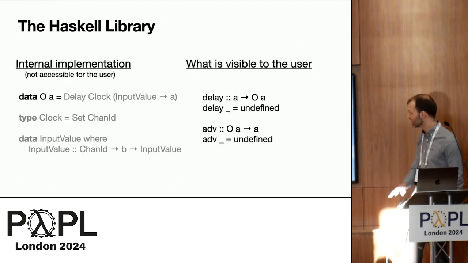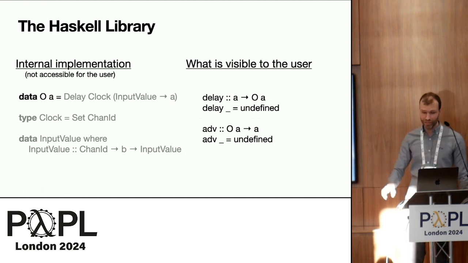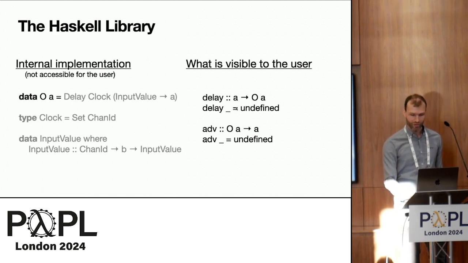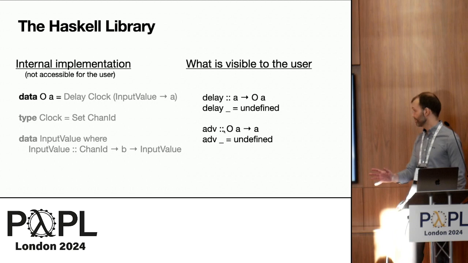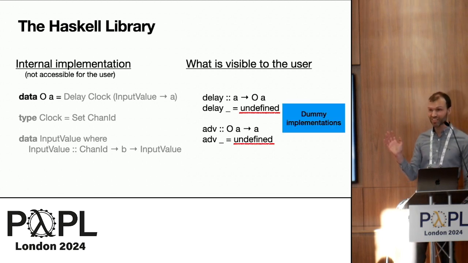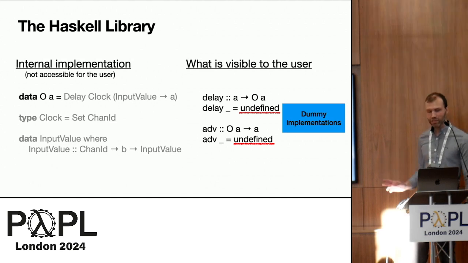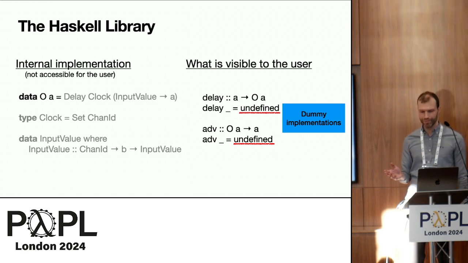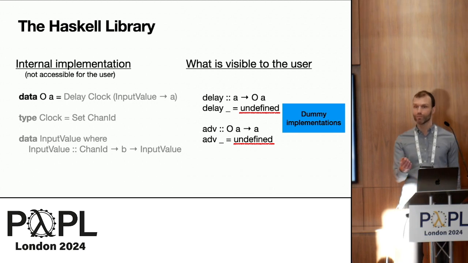The user only sees this implementation, so delay and advance. This is just the syntax that the user sees. It's just a function from A to Later A and vice versa, right? But here we don't yet check the typing rules, first of all. And second of all, it's just a dummy implementation. It's just defined as undefined. So this will just crash if we actually run it like this. So what happens in the next step is that the compiler plugin will jump in and replace these with the real implementations of them.